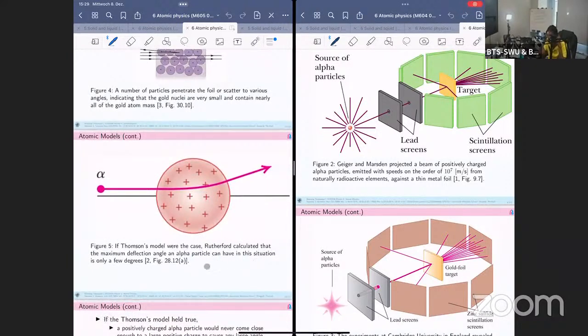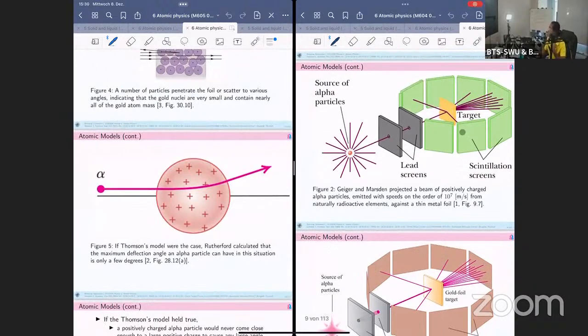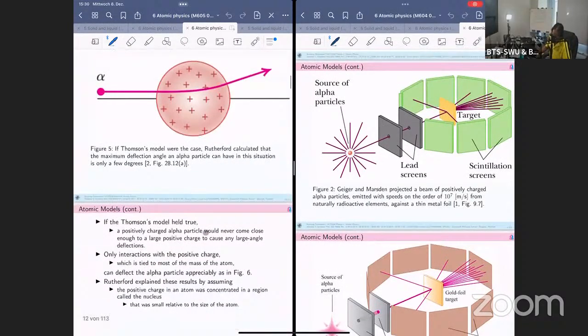Rutherford calculated the maximum deflection angle by the Thomson model. We should have only a few degrees of deviation if the model of the atom by Thomson is true, but it's not the case if you compare it to the actual result from the experiment. Okay, the experiment will not deny you, will not give you something false.